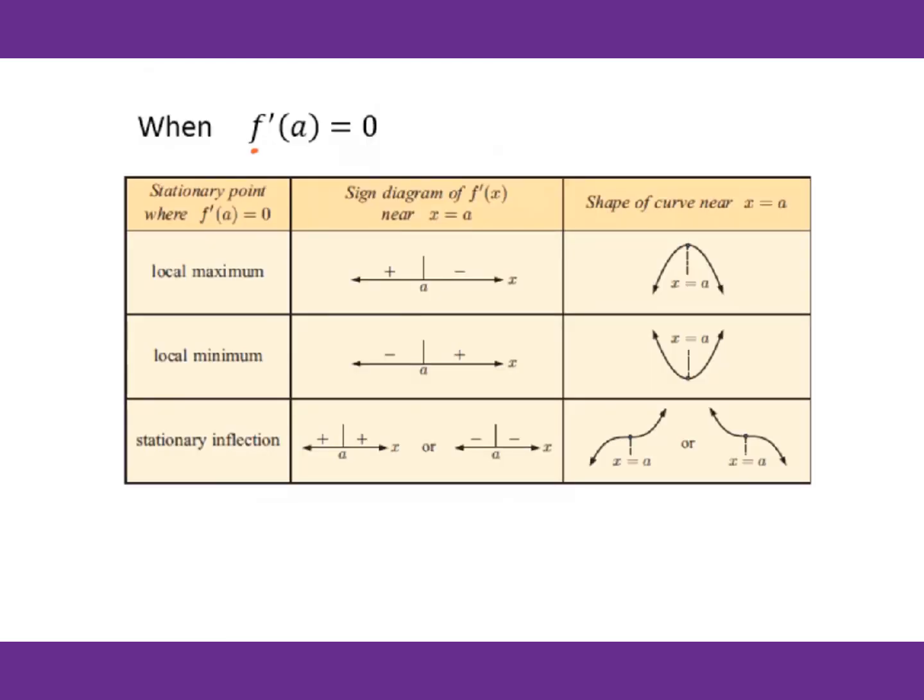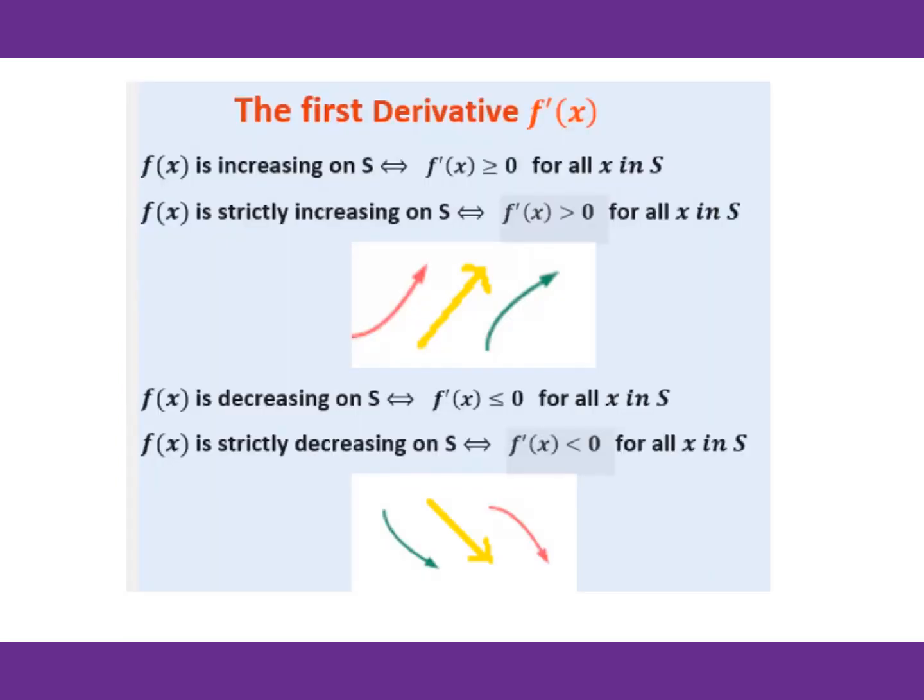When f prime of a equals 0 at x equals a, it could be a maximum value, a minimum value, or a stationary inflection. When the derivative of f of x is greater than 0, f of x is increasing, the graph like this. If the first derivative is negative, it means the function is decreasing, the graph like this.